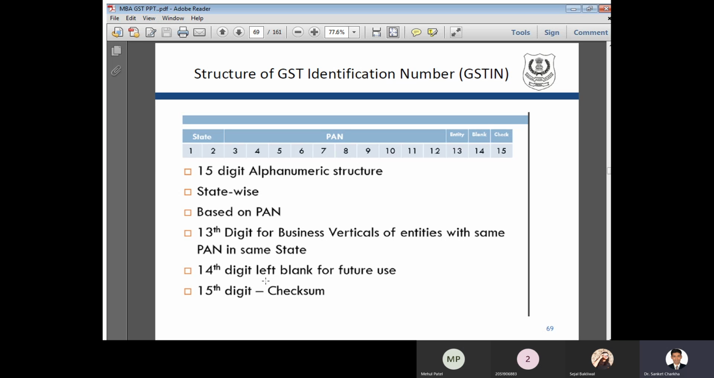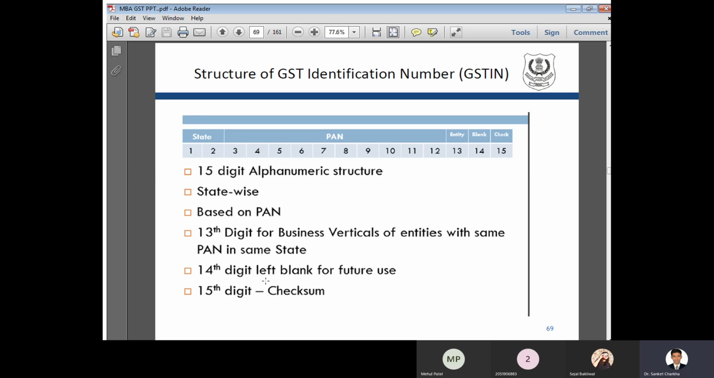So how have the 15 numbers been divided? The first composition, for example 1, 2, is the respective state. In the state of Maharashtra, the registration number is 27, so your registration number will start with 27 and continue further. Next are positions 3, 4, 5, 6, 7, 8, 9, 10, 11, and 12. Your PAN number is always provided in a 10-digit format. Your first 2 digits are the state composition, and the next 10 digits, that is 2 plus 10, become 12.